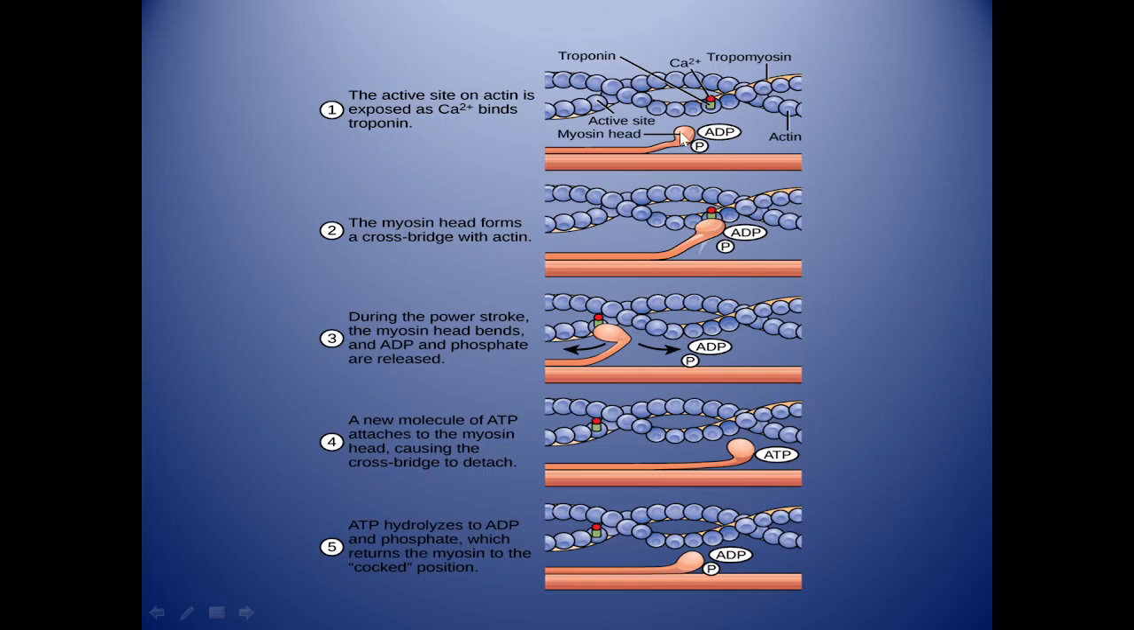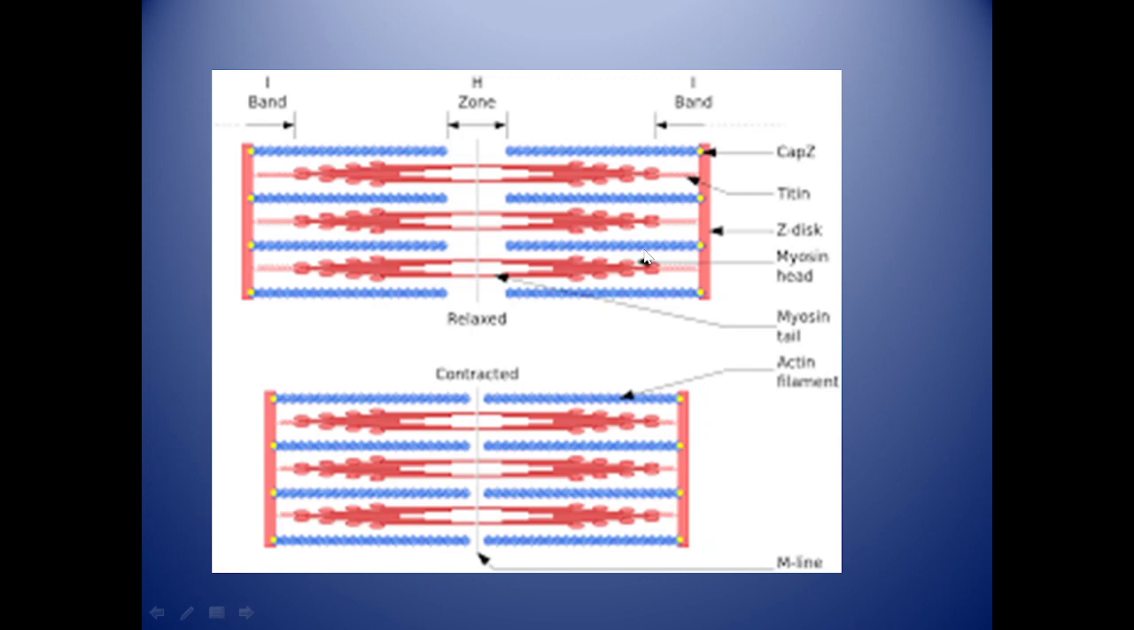As you can see, it is sliding against each other. These two filaments slide against each other. Hence, this is also known as the sliding filament theory. So here, this is the relaxed state where you see the H zone. This is the I band. This portion is the A band. These are the Z lines.